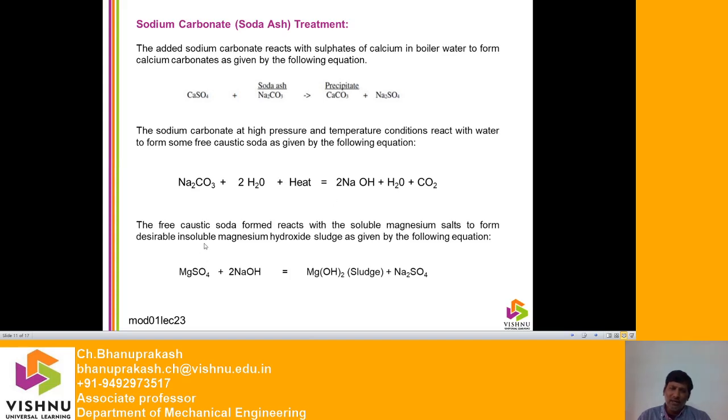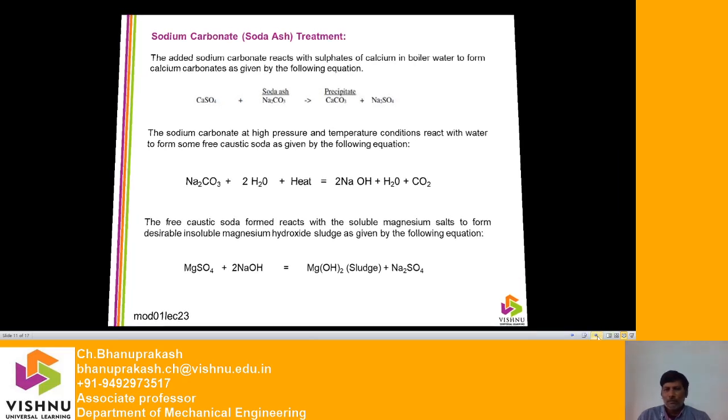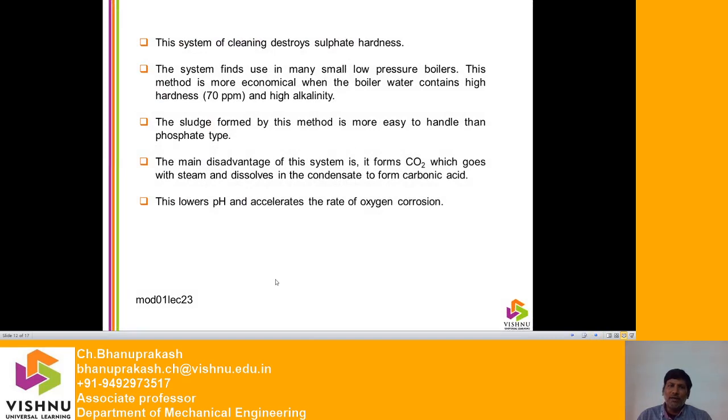And finally, the free caustic soda formed reacts with the soluble magnesium sulfate, MgSO4, to form desirable insoluble magnesium hydroxide, Mg(OH)2. This is the sludge, plus Na2SO4. So this system of cleaning destroys sulfate hardness. This system finds use in many small low pressure boilers. This method is more economical when the boiler water contains high hardness, around 70 ppm, and high alkalinity.